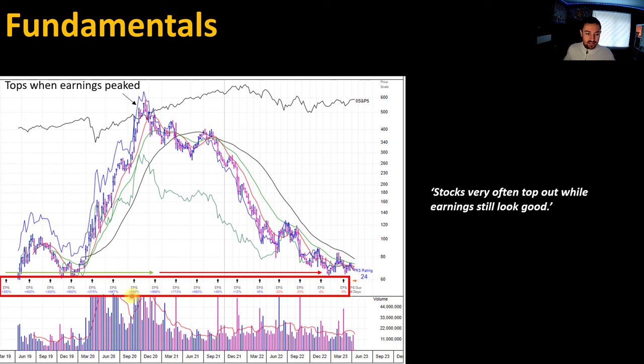Appreciate it may be a little bit hard to see, but when the stock tops out, when Zoom tops out here, the earnings are plus 999% on the MarketSmith method.